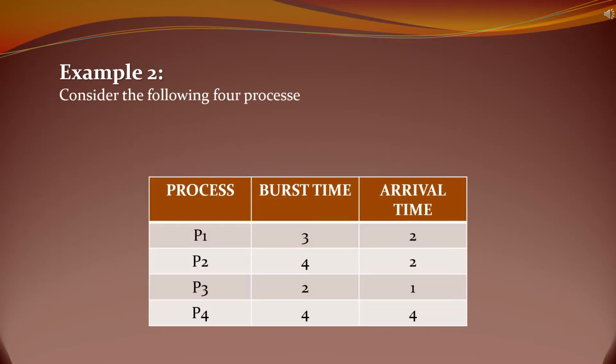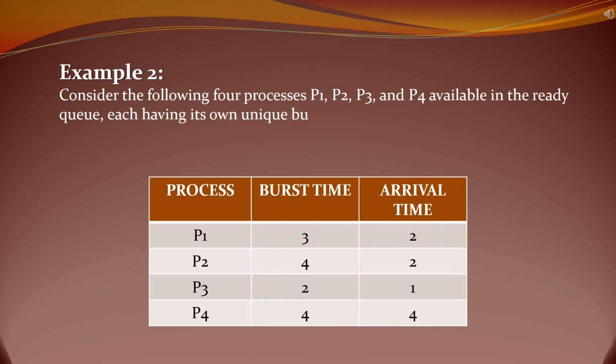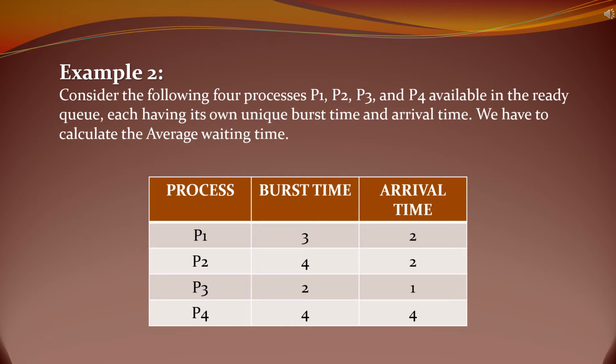Now, here is another example. Consider the following four processes, P1, P2, P3 and P4, available in the ready queue, each having its own unique burst time. For P1 the burst time is 3, for P2 the burst time is 4, for P3 the burst time is 2, and for P4 the burst time is 4.